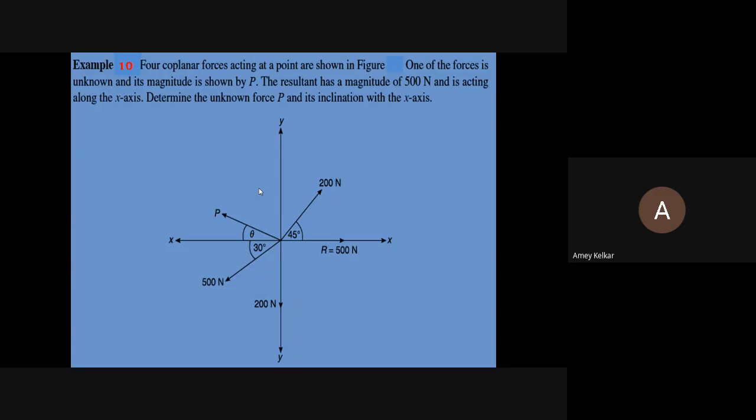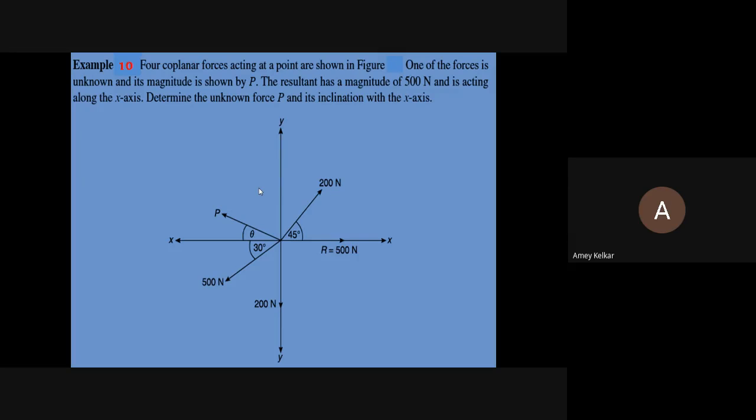This is a level 3 example. I'm telling you, these are more than a bit tricky, wherein you require a lot of understanding. In this example, what is given is 4 coplanar forces acting at a point, shown in the figure. One of the forces is unknown and its magnitude is shown by P. So P is the unknown force and the angle is also unknown. The resultant has a magnitude of 500 Newton and is acting along the x-axis.